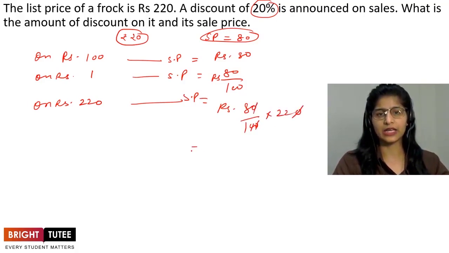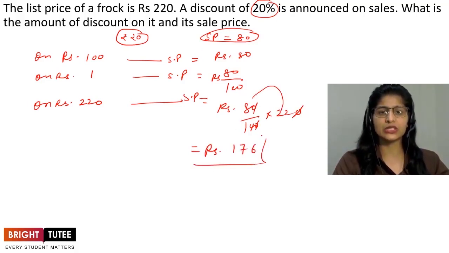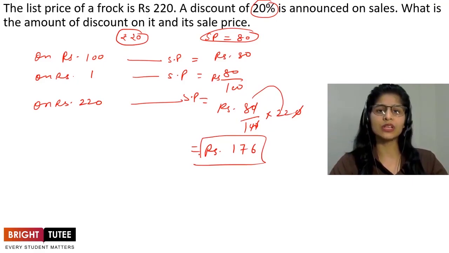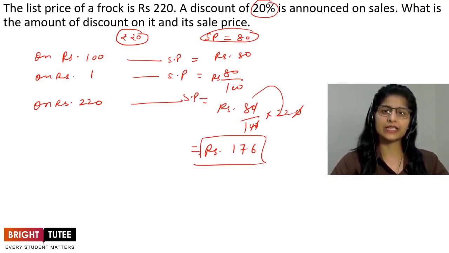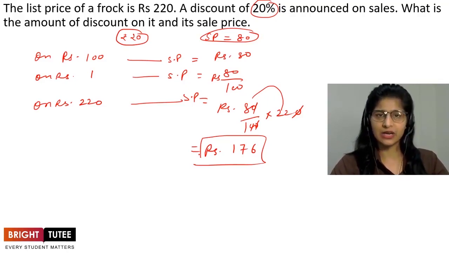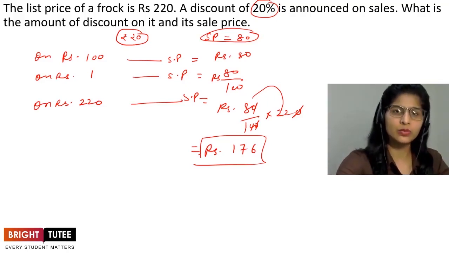Cancelling it, we get 176. If you multiply 22 and 8, you get 176. So we are getting the same thing from here as we got in the previous one. So even if we don't know the discount, directly from the percentage we can calculate the sale price. Clear? So this gives you more clarity on discount and discount percent. So let's move ahead now.